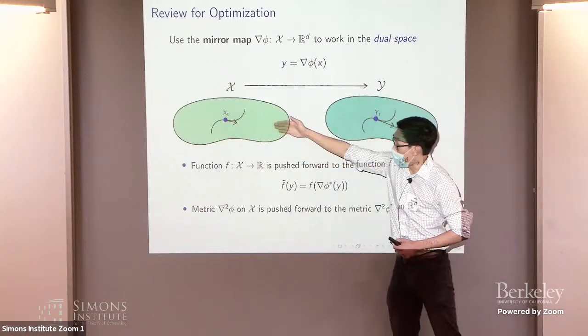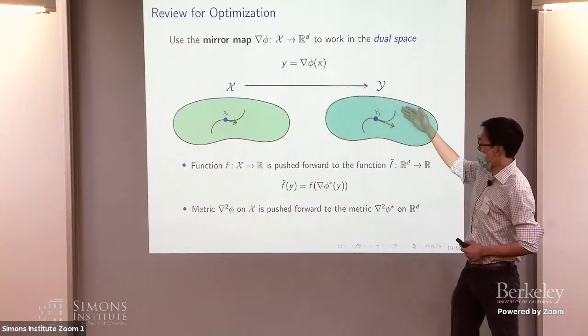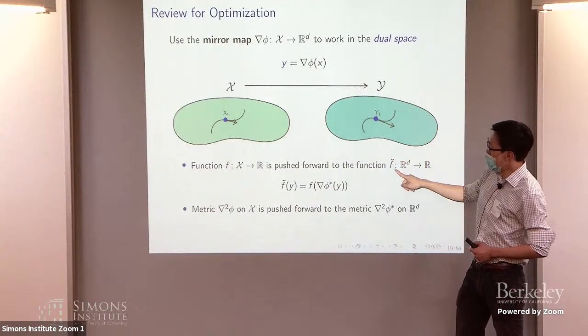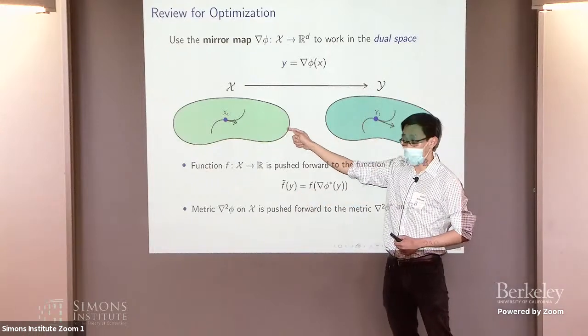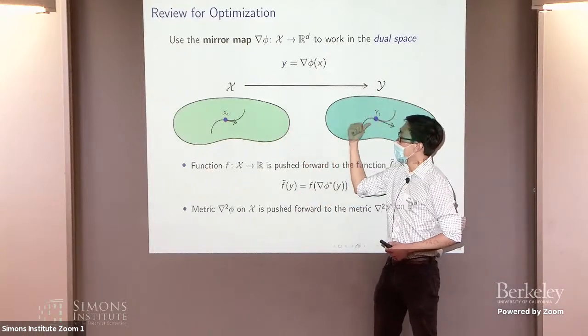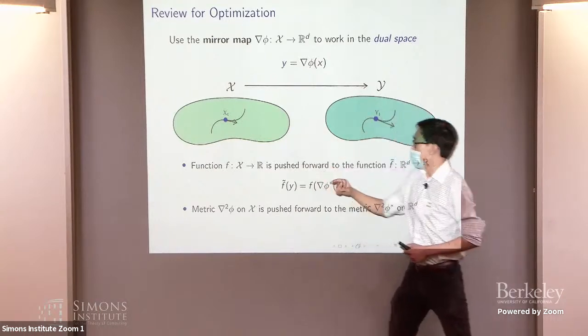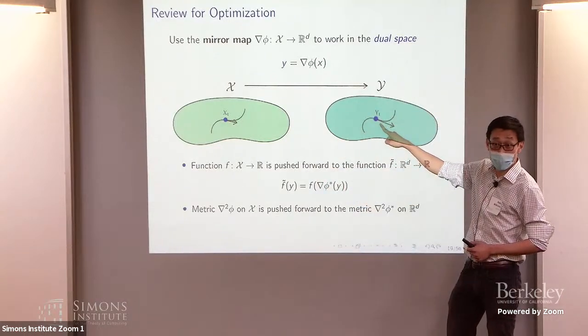If I have a function f here, I can push it forward to get a function f tilde here by saying that my f tilde is just f composed with the inverse map, right? So that if I map x to y, then my function value f of x gets mapped to the function value f tilde of y, right?